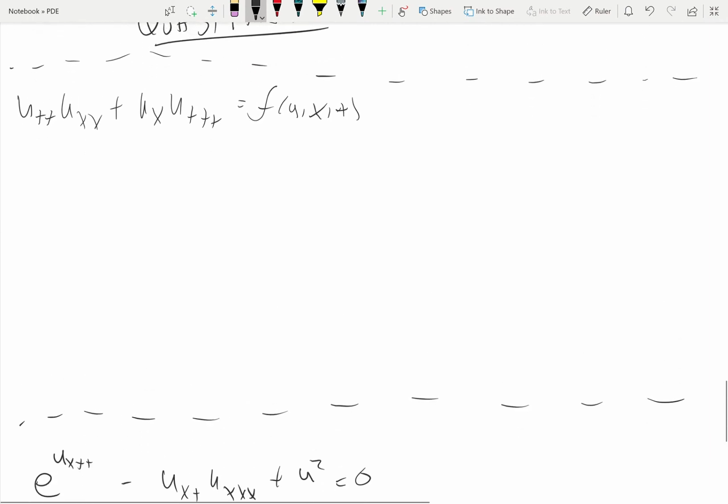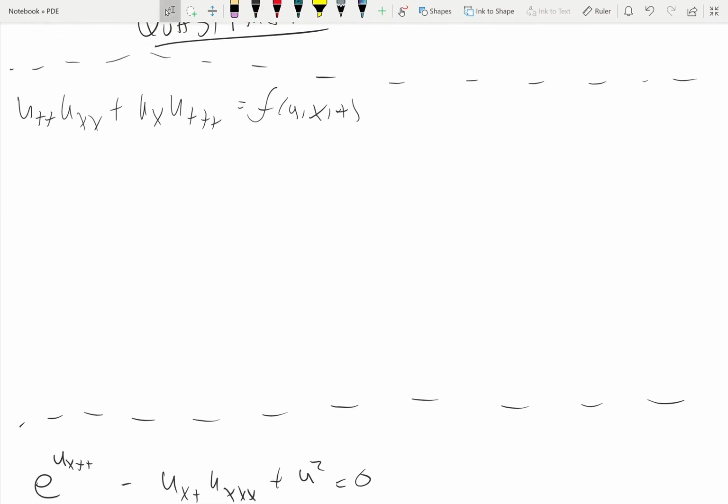Alright, let's check our next example. So our next example is u_tt times u_xx plus u_xx times u_ttt equals f of u, x, and t. So our right hand side implies that we have a function of u, x, and t, which implies it is not linear. And all of our coefficients here are derivatives of u.